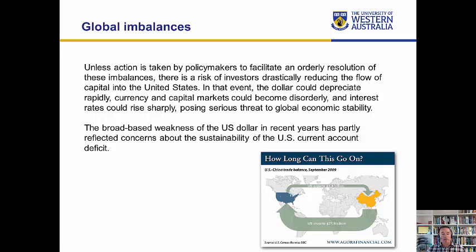Now, global imbalances really become a problem when this situation goes on year after year after year, and that's what's been happening in recent years. In fact, since the early 2000s, America's been running big trade or current account deficits, and China, just as an example, has been running current account surpluses.